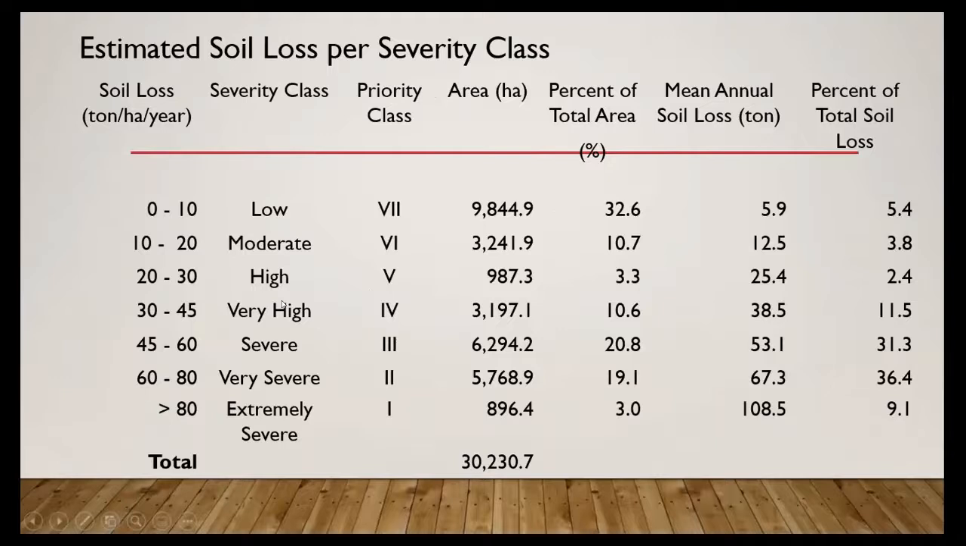Some researchers have tried to classify the soil loss according to how the slope can be correlated with the severity of the soil erosion. Based on that approach, we have classified our classes of severity of soil loss into these respective classes. And this classification, according to researchers, is very important so that we can know how to allocate appropriate mitigation measures or remedies.